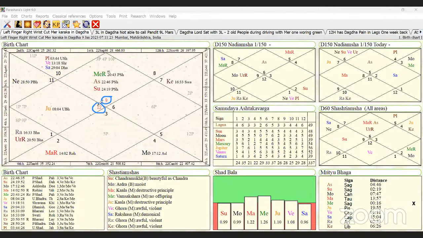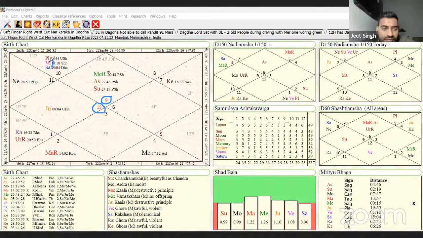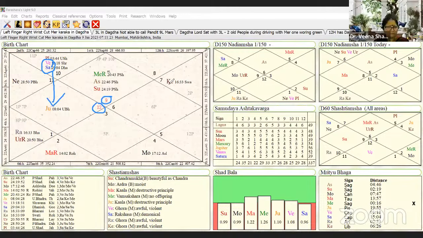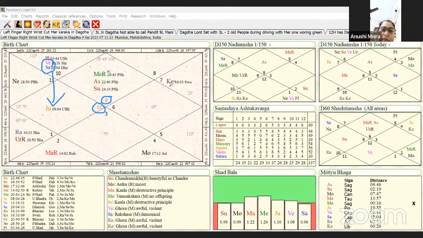Sir, Shani? Rahu's aspect from the 5th house. Wait, Saturn, Venus. Are you getting it? Okay. Aspecting Dagdha Rashi and the Lord of Dagdha Rashi.